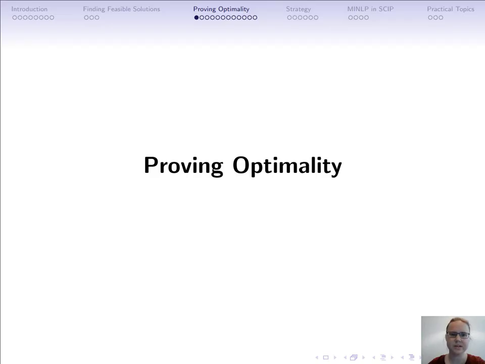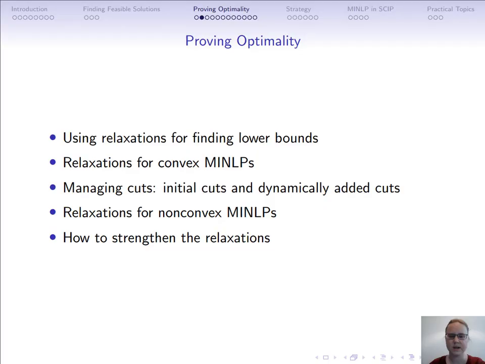The second major task is proving optimality, and in practice this is often where the most effort is spent in an algorithm, which is somewhat reflected by the size of this section, which you can see in the contents bar on top. A very important notion here is that of a relaxation. Although you might already be familiar with it, I'm going to remind you what a relaxation is and how it can be used for finding a lower bound on the problem.